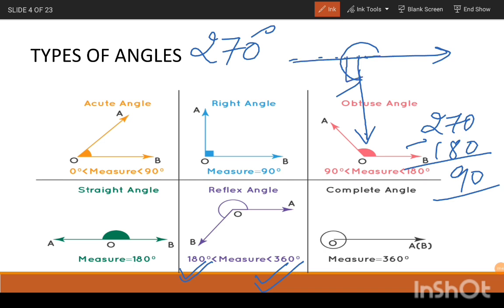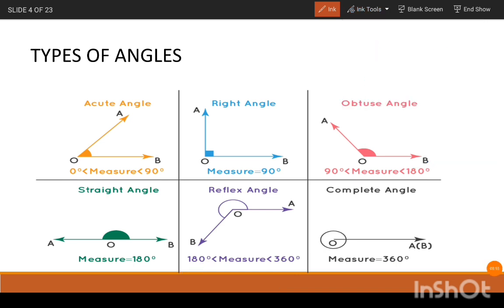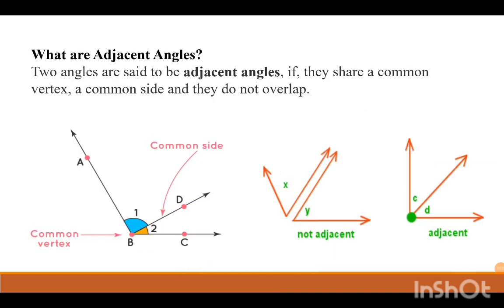Moving on to the next topic, we have adjacent angles. Just now we have learnt about the types of angles. Now we are going to learn about adjacent angles. As the name suggests, adjacent. When two angles share a common vertex and they have a common side, or we can say a common arm, and they do not overlap, then the angles are adjacent angles.